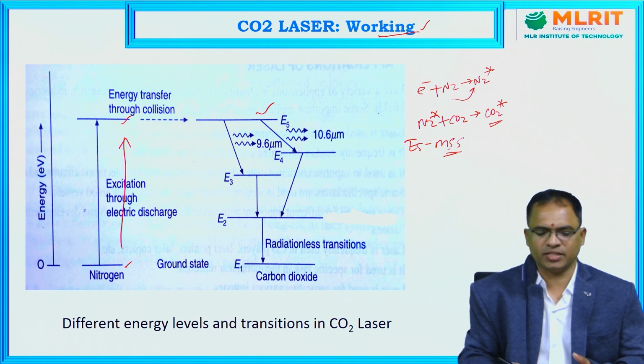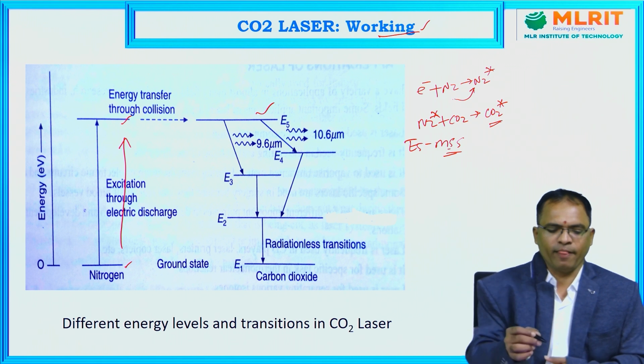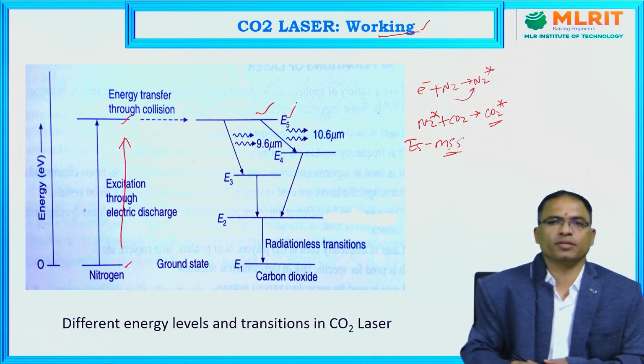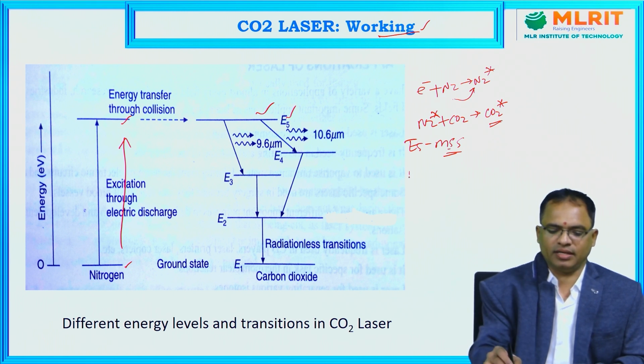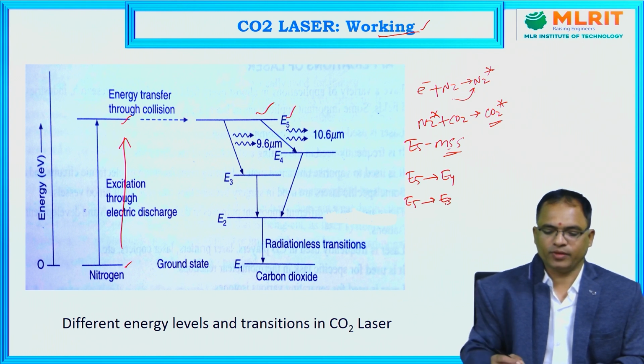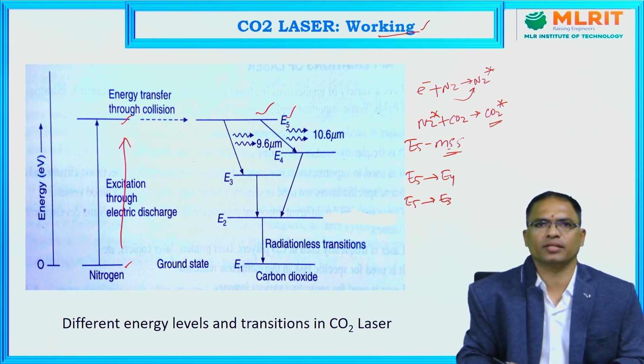Metastable state plays a very important role to get population inversion. So in this case, E5 is considered as the metastable state. Now we are going to get laser transitions between the energy level E5 and E4 as well as E5 and E3. So two laser transitions we are going to get in this case.